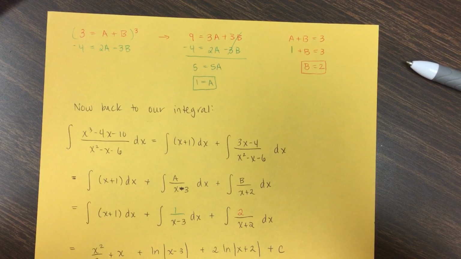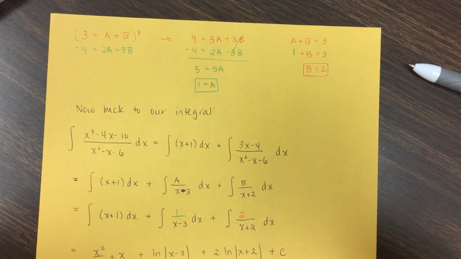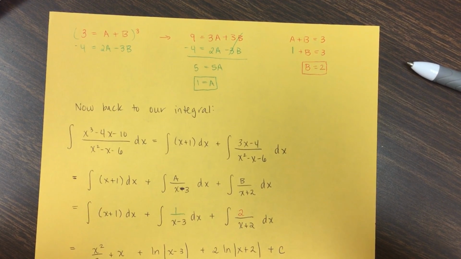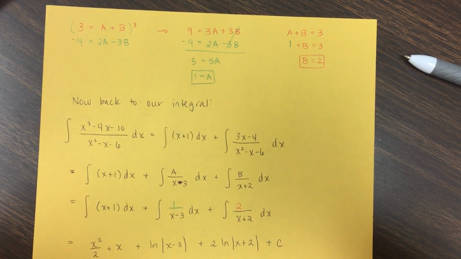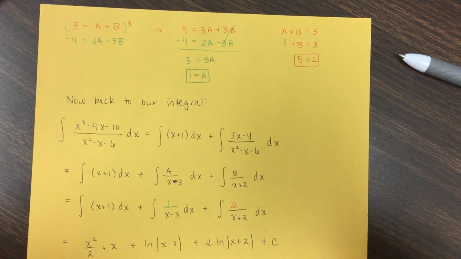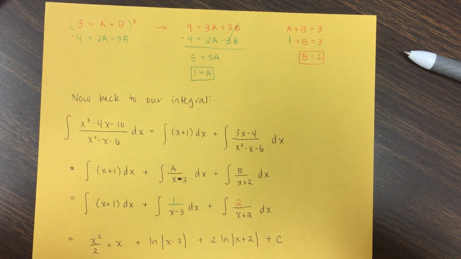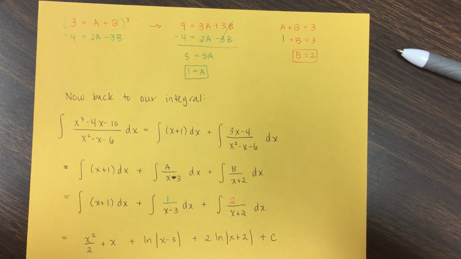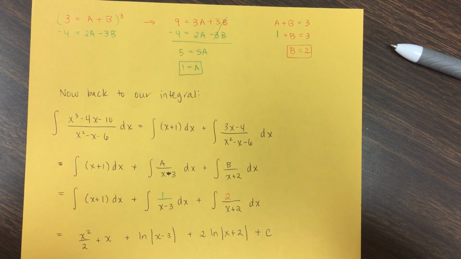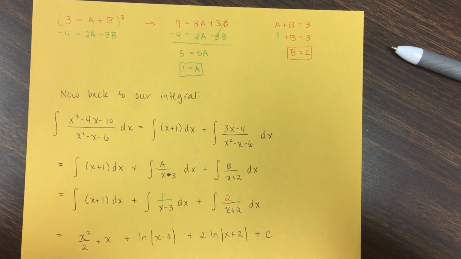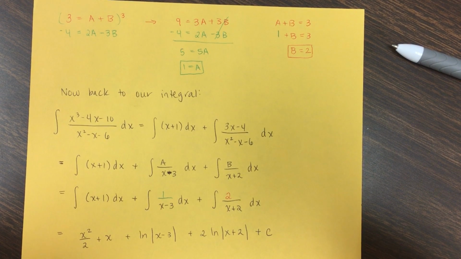So when we do that, we will get 3 equals A plus B, negative 4 equals 2A minus 3B. There's lots of different algebraic techniques to solve for A and B. I chose elimination. So I multiplied the first equation by 3, which gave me 9 equals 3A plus 3B, eliminated the B's, and I was able to solve for A equals 1. Plugged that back in and was able to solve for B equals 2.